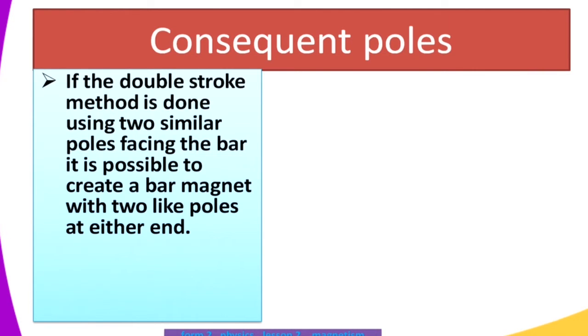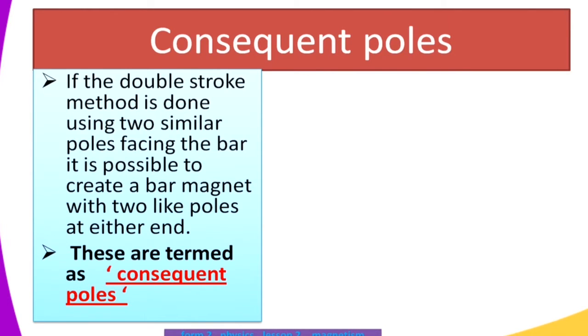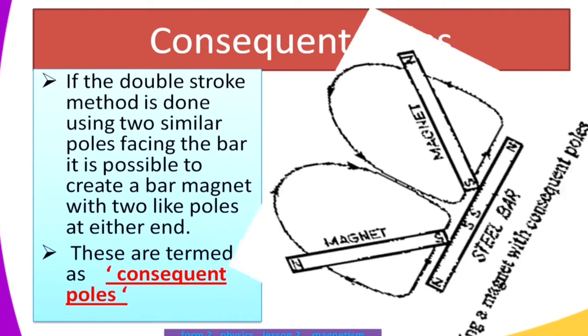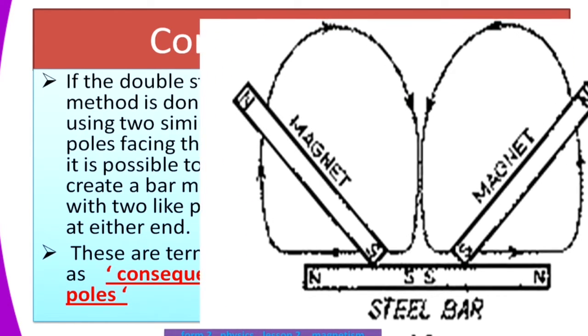So this is the phenomenon where we get poles that are identical at the end. We call it a consequent pole, as we have seen, and we can appreciate it from this diagram here. At the middle, we are starting with south-south. Then at the ends of the steel bar, it acquires poles that are identical. They are similar. We have north-north at the ends, and in the middle of the bar material, we have the south-south poles. So these are the poles we call the consequent poles. A close view of the diagram is able to explain this to you, and you are able to understand it.